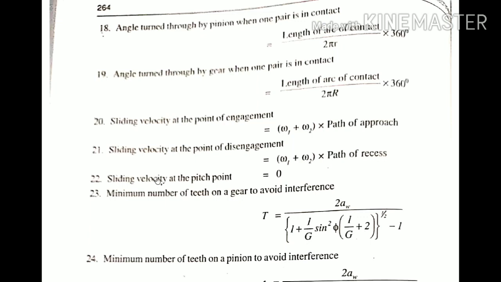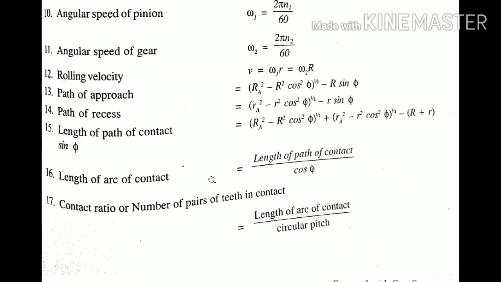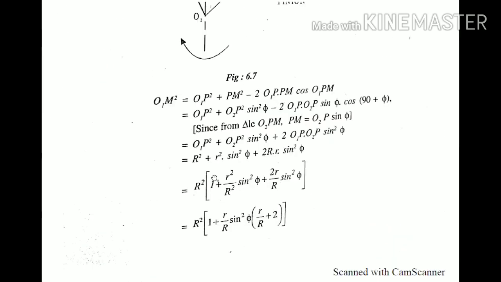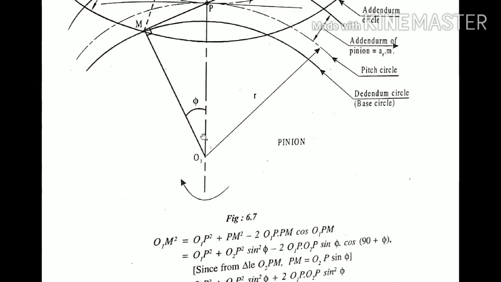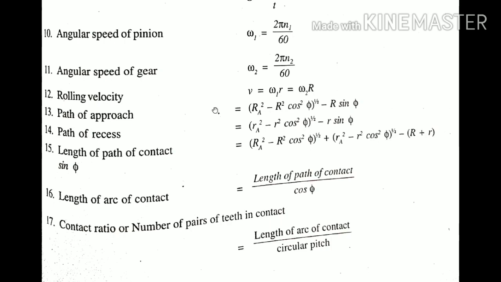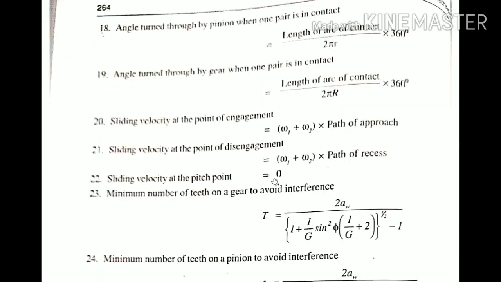Whereas in case of sliding velocity at the middle, that is the pitch point, I can show you the figure. With respect to this figure only we derived. When these two gears, gear as well as pinion, are in mesh, MP we call the path of approach, PN is called the path of recess, and point P is called the pitch point. Therefore, at the pitch point, the sliding velocity will be 0. That means there is no sliding velocity at that point.